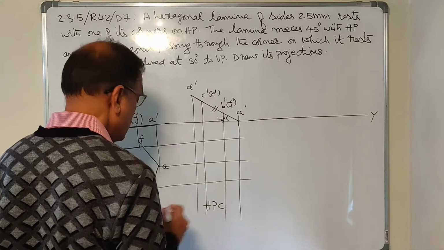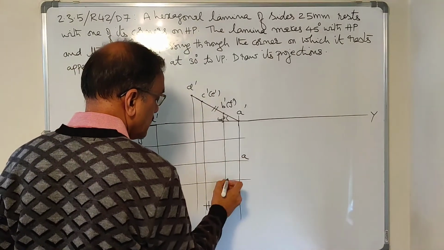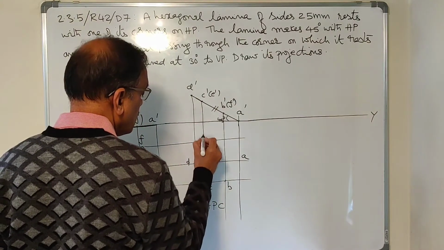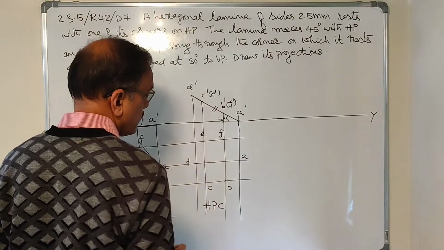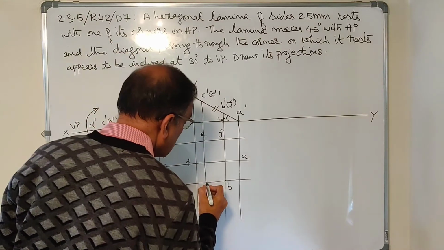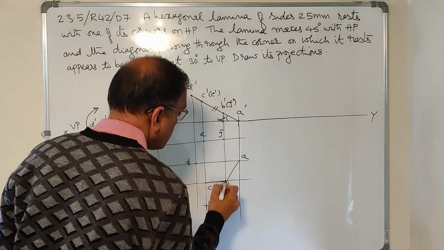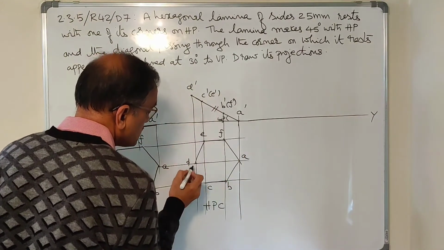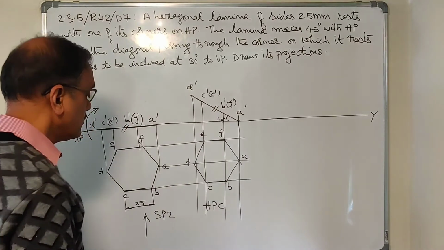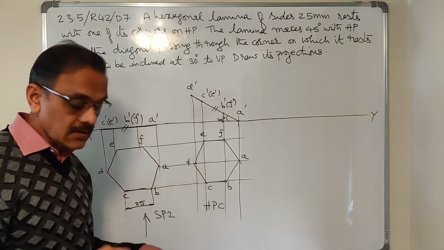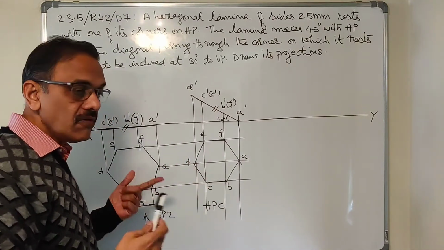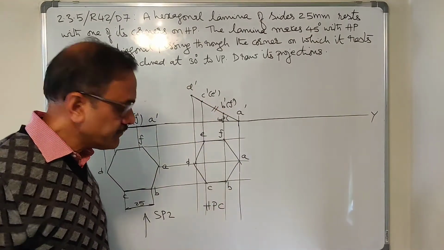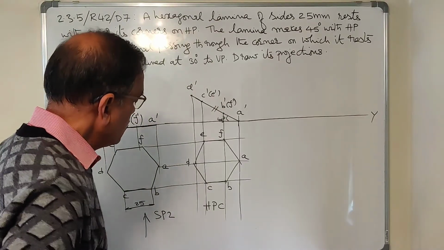So let us name the corners now. This is A, B, C, D, E and F. Connect all of them using straight lines. As I already said, all the edges will be in their apparent length now. It's no more a regular hexagon. All the edges will be in their apparent lengths because you made the surface inclined.